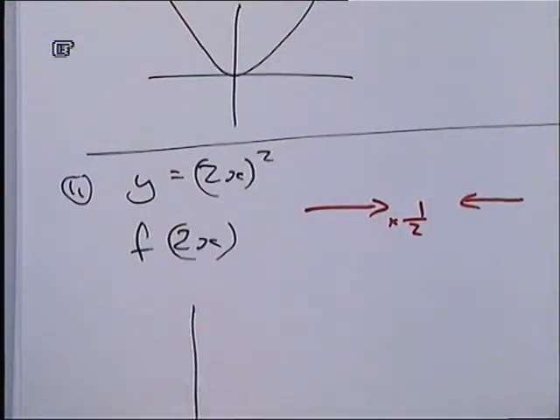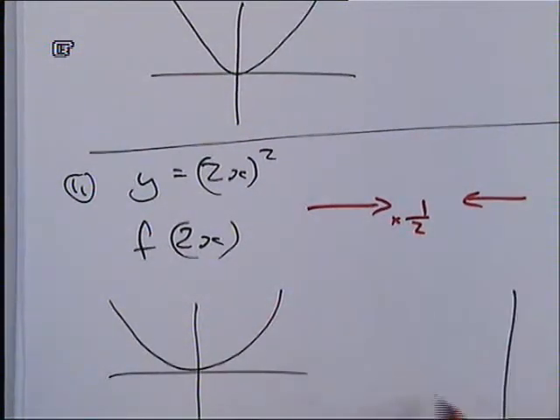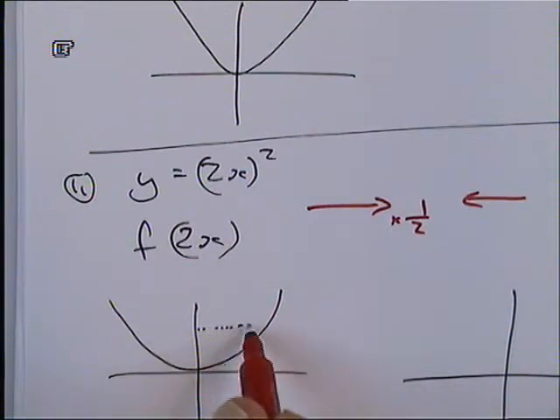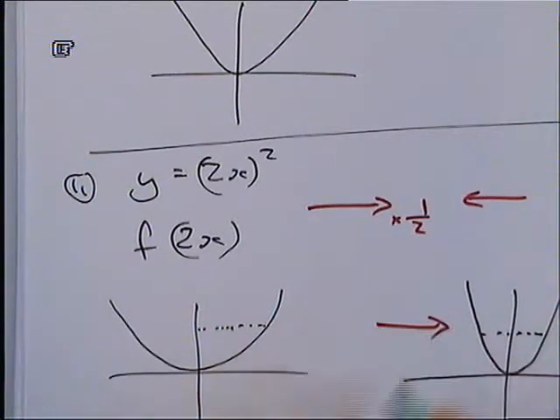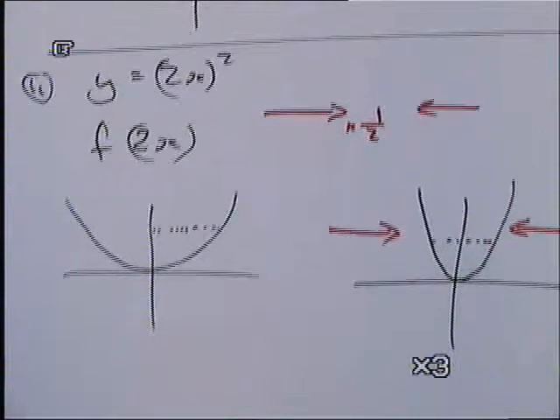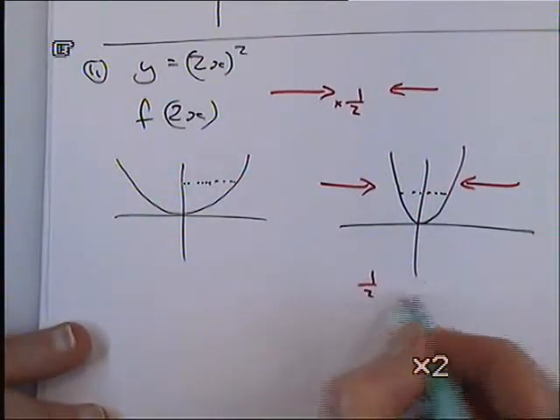So if our original curve was looking like that, our new curve will be half that height there. Instead of going all that way out, we will now just go half that way out. So this will look like that. It's been pushed in from both sides, so everything is now only half the distance it used to be from the y-axis.